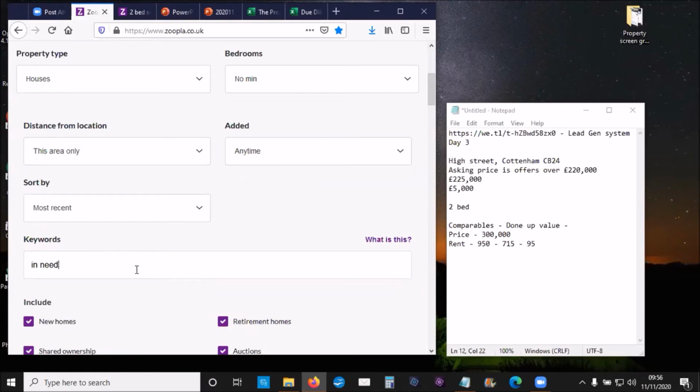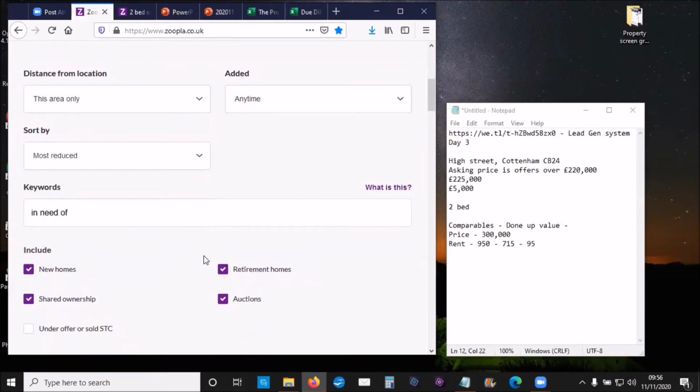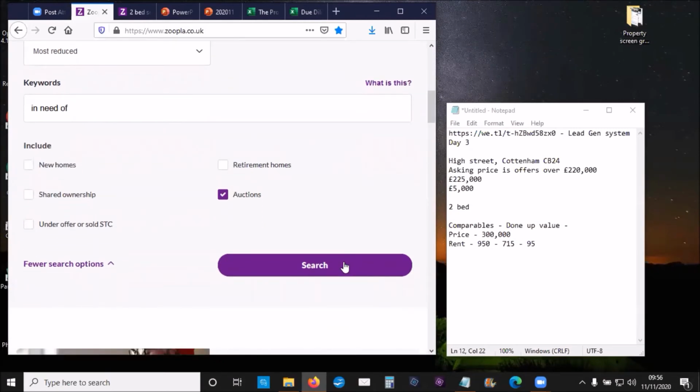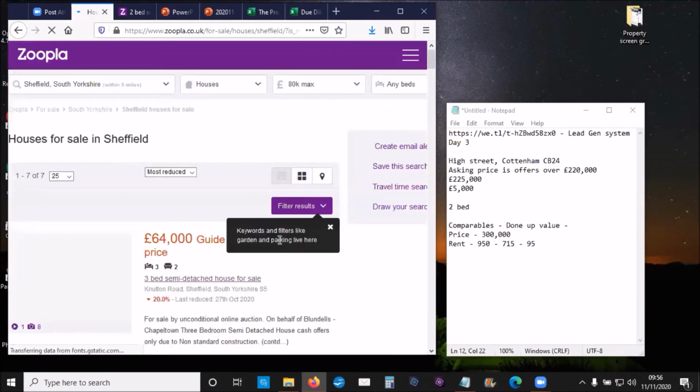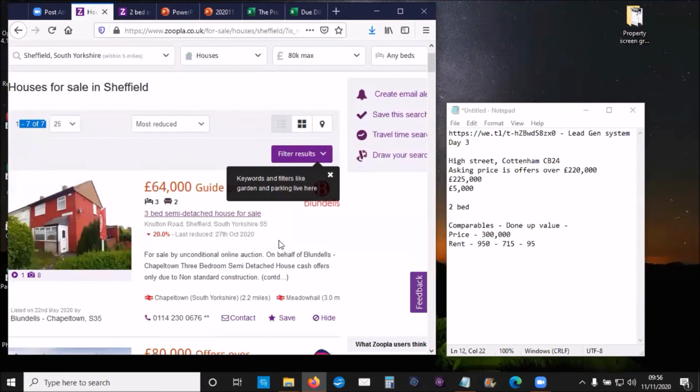In need of... all right, let's say most reduced. We don't want new homes and shared ownership and retirement homes. I'm going to press the search button. We have 7 listings. That's good. Just a short, quick number to choose from.